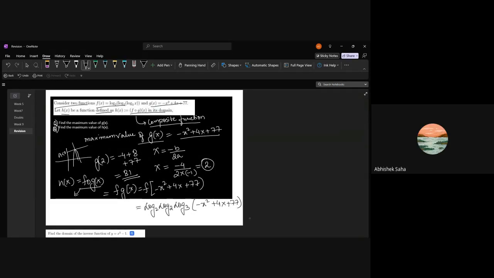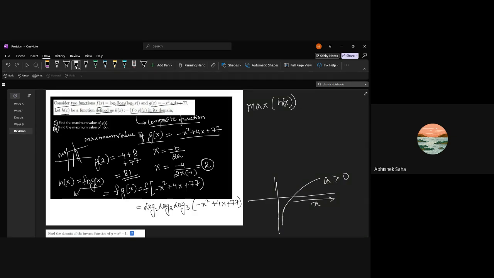Now we want to find the value. What will be the maximum value of h x? So the max of h x will be what? Do you remember the graph of a logarithm function, if a is greater than 0? This is the graph of a logarithmic function, right? Whenever the x increases, the value of f x is also increasing, right?